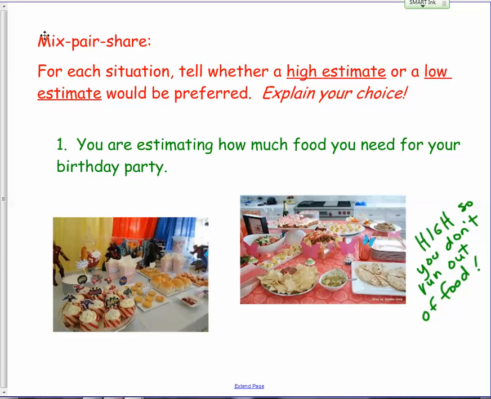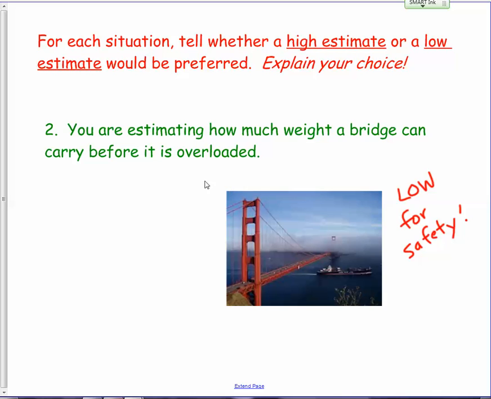Okay, then you got up and walked around and thought about the situation, paired up with a partner and shared your thinking. The first one was, should you estimate high or low for each situation and explain your choice? And this one was about how much food you need to plan your birthday party. And all of you, when you paired up, said that you'd definitely want to estimate high because it'd be embarrassing to run out of food for your guests at your birthday party. So you'd estimate high. In the second situation, you were estimating how much weight a bridge can hold before it's overloaded, and all of you agreed you'd want to estimate low for safety's sake. Who would want their bridge to fall apart because there was too much weight?